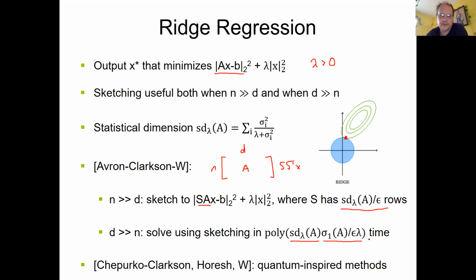Just to check here, you don't have to sketch B also. And I'm sorry, the dimension doesn't even make sense here. Yeah, I'm sorry. There's a B missing here. Yeah, thank you. Thanks.